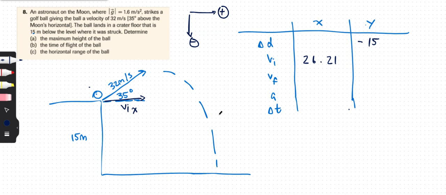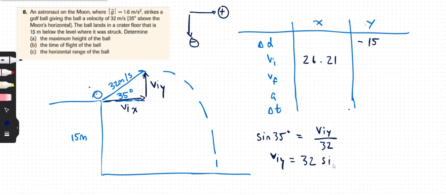Now, it's also just useful in general to calculate the initial velocity in the y direction. And the initial velocity in the y direction is this part, since the ball is going up initially. And let's call this VIY. To do this, we can use sine. So sine 35 equals opposite over hypotenuse. The opposite side of 35 degrees is the initial velocity of y, and the hypotenuse, of course, is just 32. And then solving for the initial velocity of y, it's going to be the hypotenuse times sine 35 degrees.